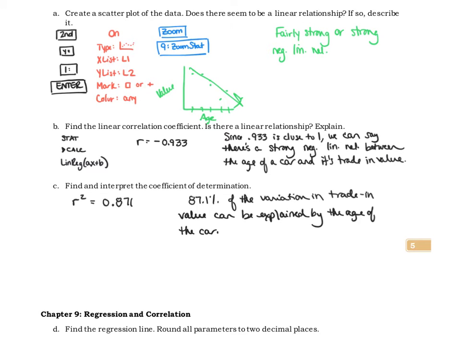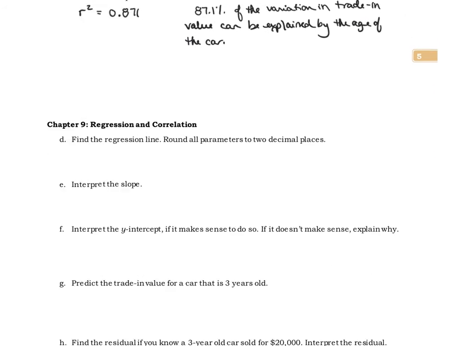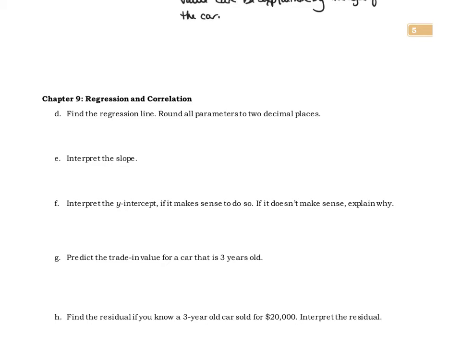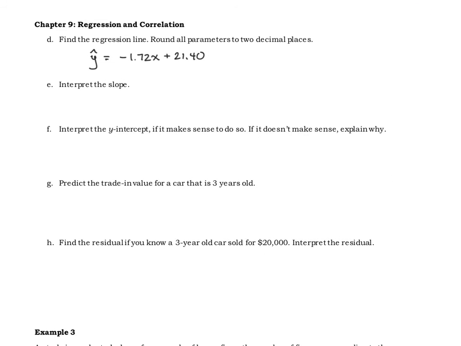Okay. All right. Moving on to part D, and still working off of the same screen that you had before. So find the regression line. So remember, we want to do a y hat, and then round all parameters. That just means the values, the numbers, to 2 decimal places. So we should be at negative 1.72x plus 21.40.